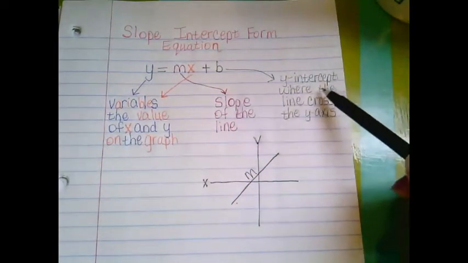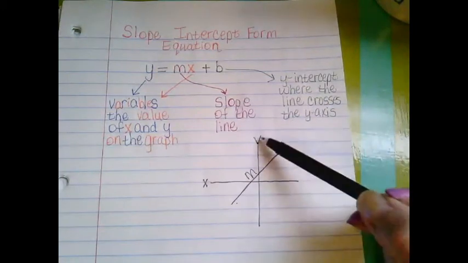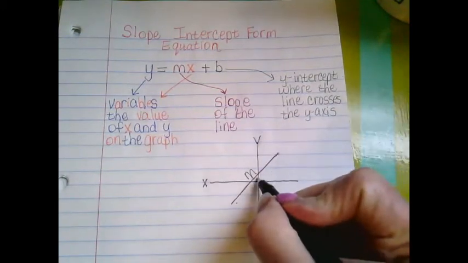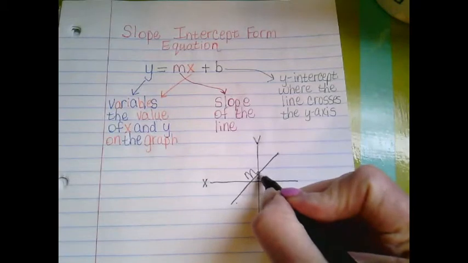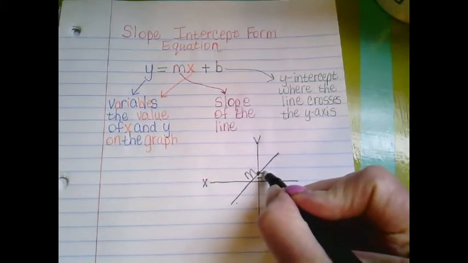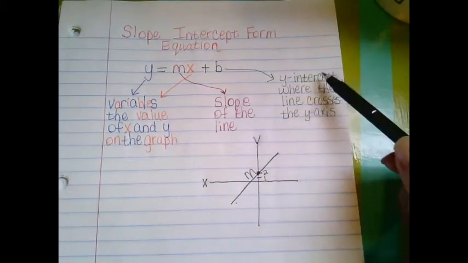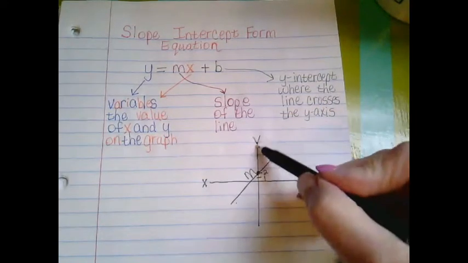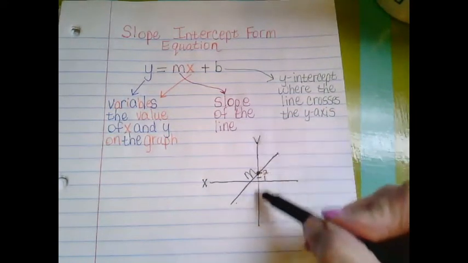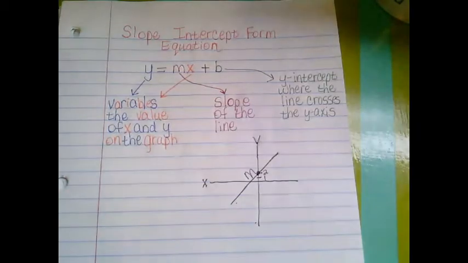B is the y-intercept, or where the line crosses the y-axis. Let's say this is 1 and this is 2. So the y-intercept would be 2 because that's where the line crosses the y-axis.